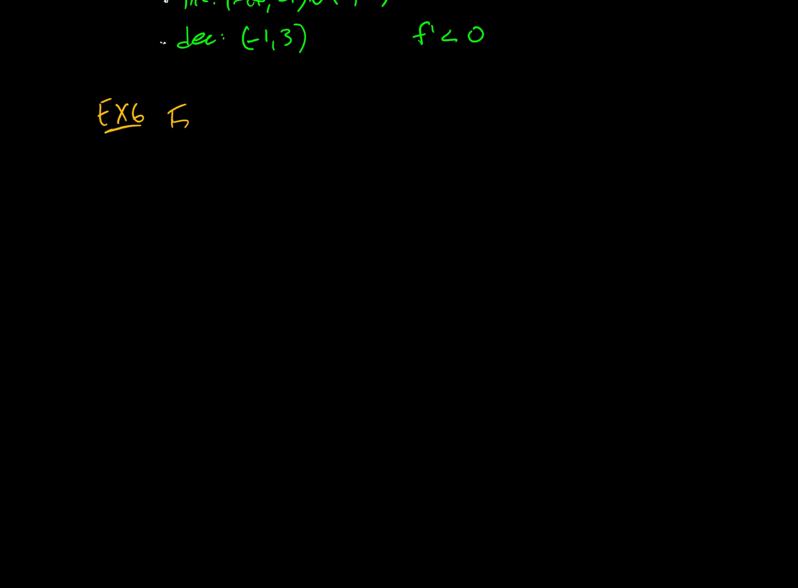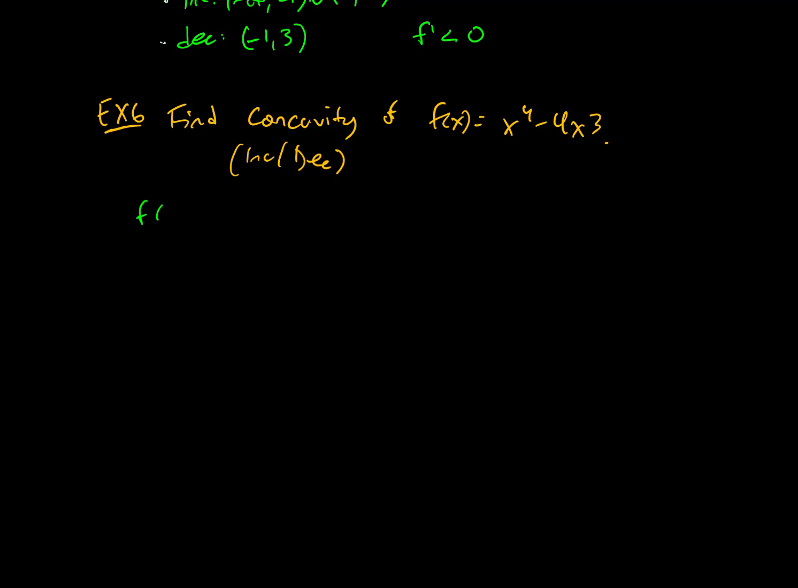Alright, so we're going to find concavity. This is example 6 in the textbook, and our function is x to the 4th minus 4x cubed. You know what? Let's go and find the intervals of increase and decrease as well, because we kind of need to go through that step anyway to get to concavity. So I have f of x equals x to the 4th minus 4x cubed. That means my derivative then.